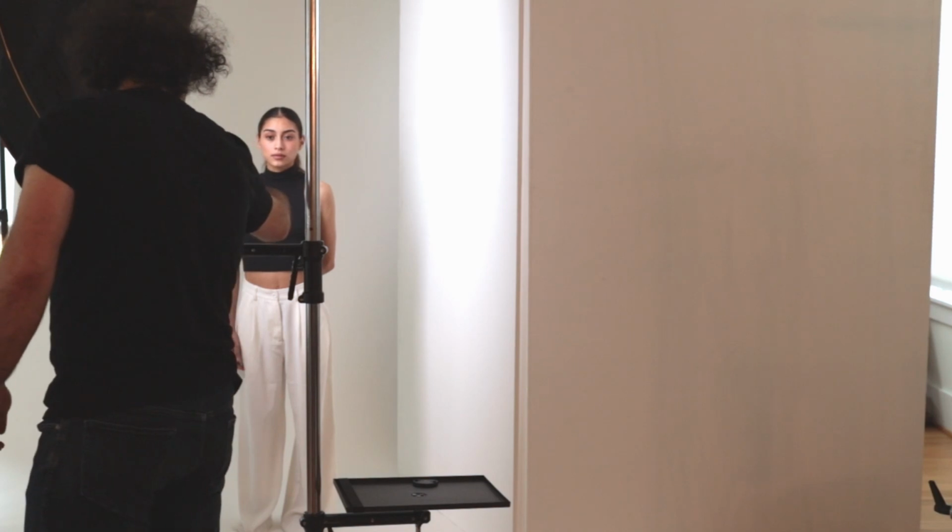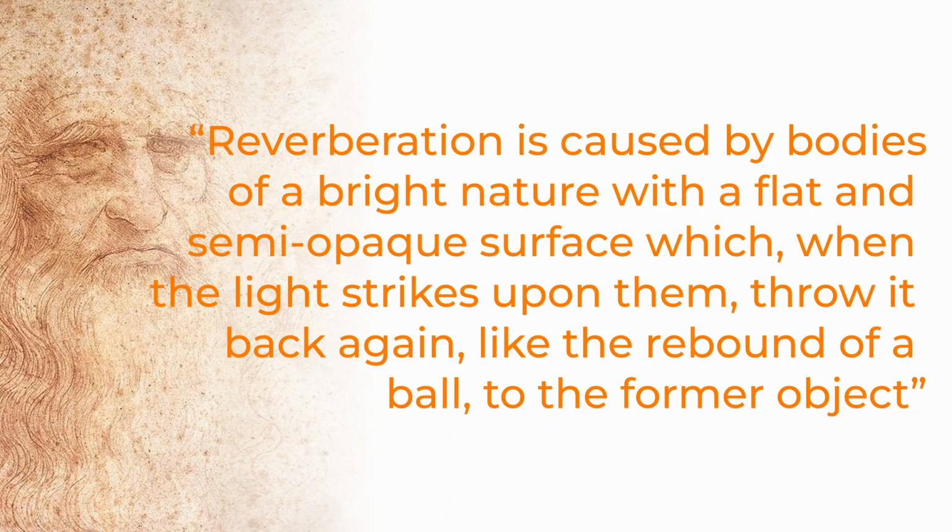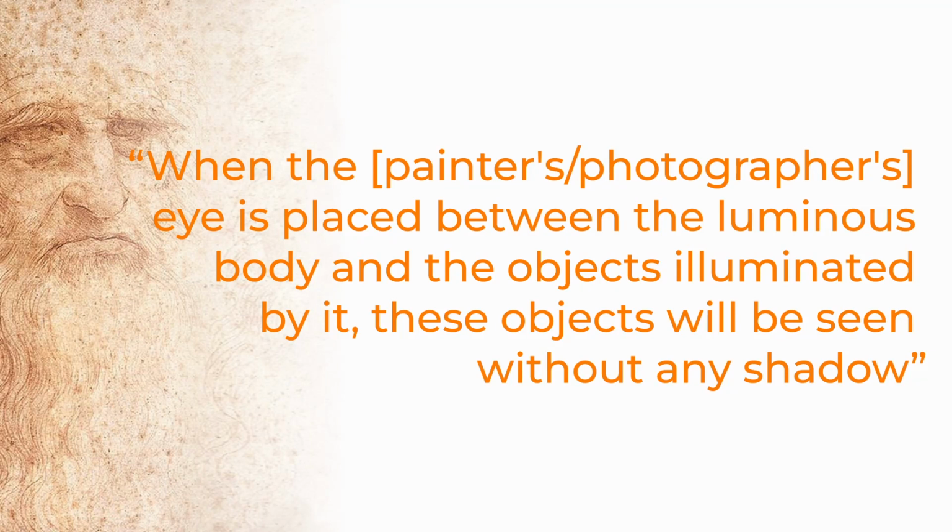He calls it reverberation. "Reverberation is caused by bodies of a bright nature with a flat and semi-opaque surface which, when the light strikes upon them, throw it back again, like the rebound of a ball to the former object." Reflected light lets you lighten the shadows caused by the main light without having to fiddle around with a second light source. Writing about flat light, Leonardo said, "When the eye is placed between the luminous body and the objects illuminated by it, these objects will be seen without any shadow."